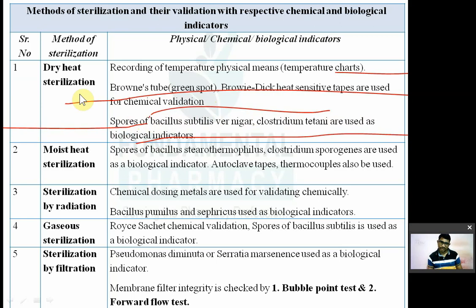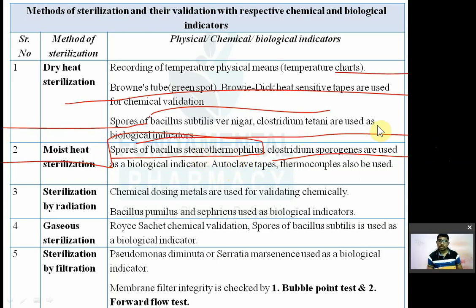Then the next one is moist heat sterilization. The biological indicator for moist heat sterilization is again spores of Bacillus stearothermophilus. A question has come on this too. So the biological indicator used in the validation of moist heat sterilization is nothing but the spores of Bacillus stearothermophilus. Then Clostridium sporogenes is also used. So the biological indicators are spores of Bacillus stearothermophilus and Clostridium sporogenes.